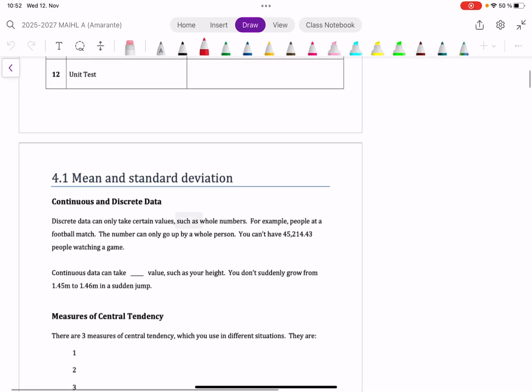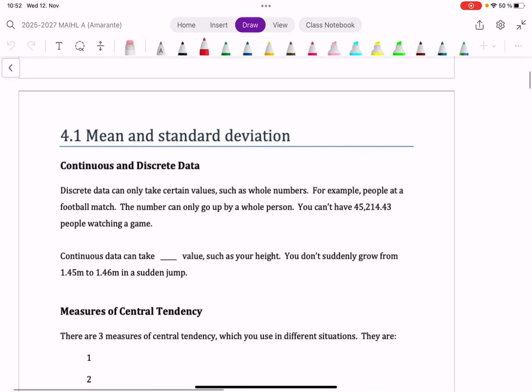All right, so in this video, we're going to take a look at mean and standard deviation, this first section of this stats exponents log unit. So the first thing we're going to talk about is continuous versus discrete.